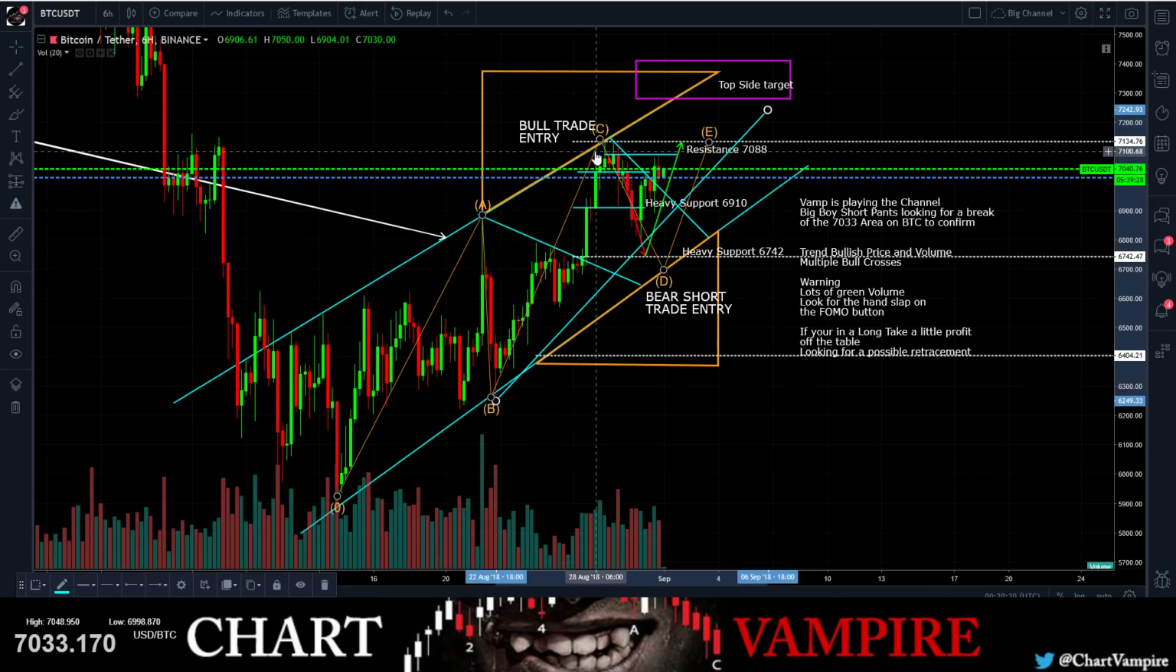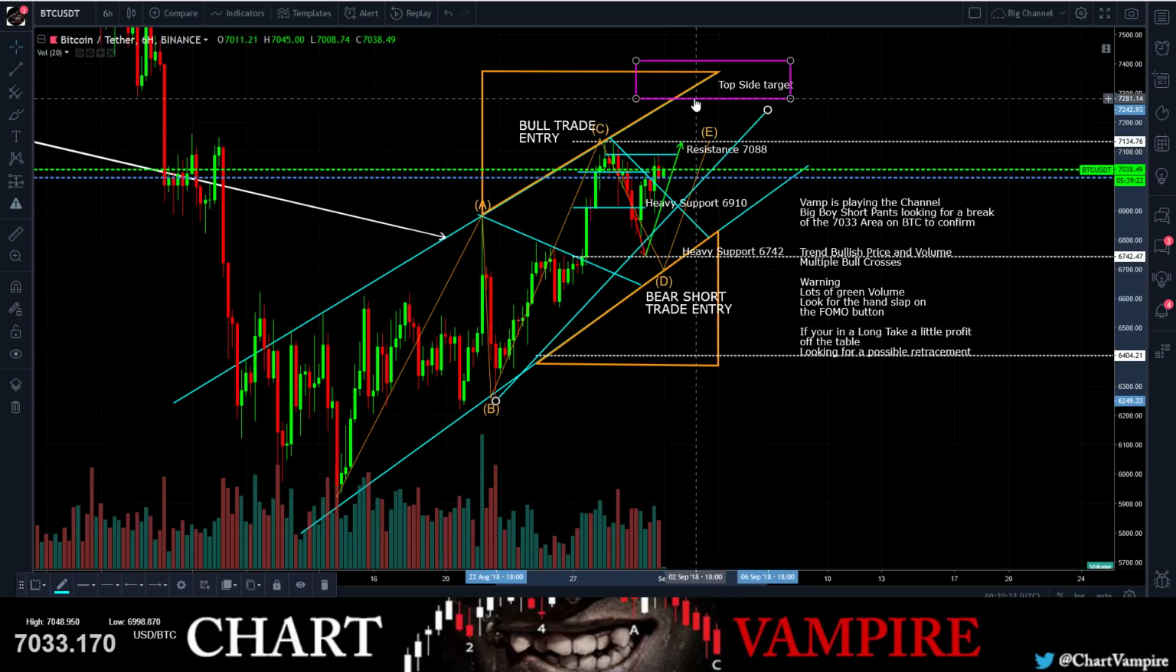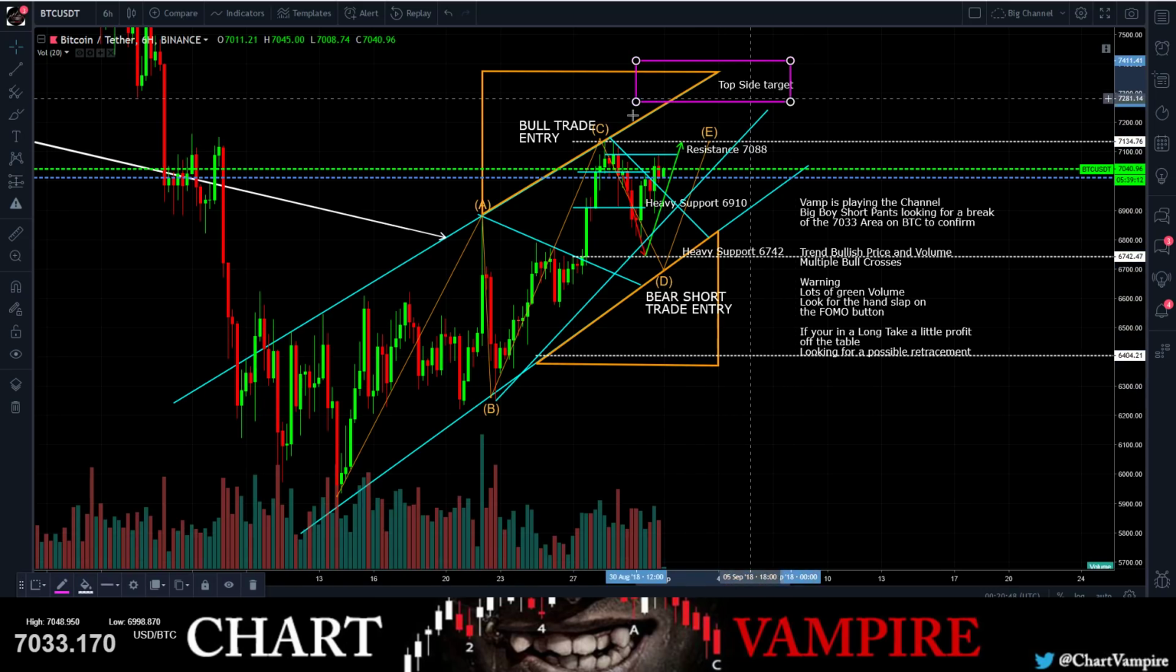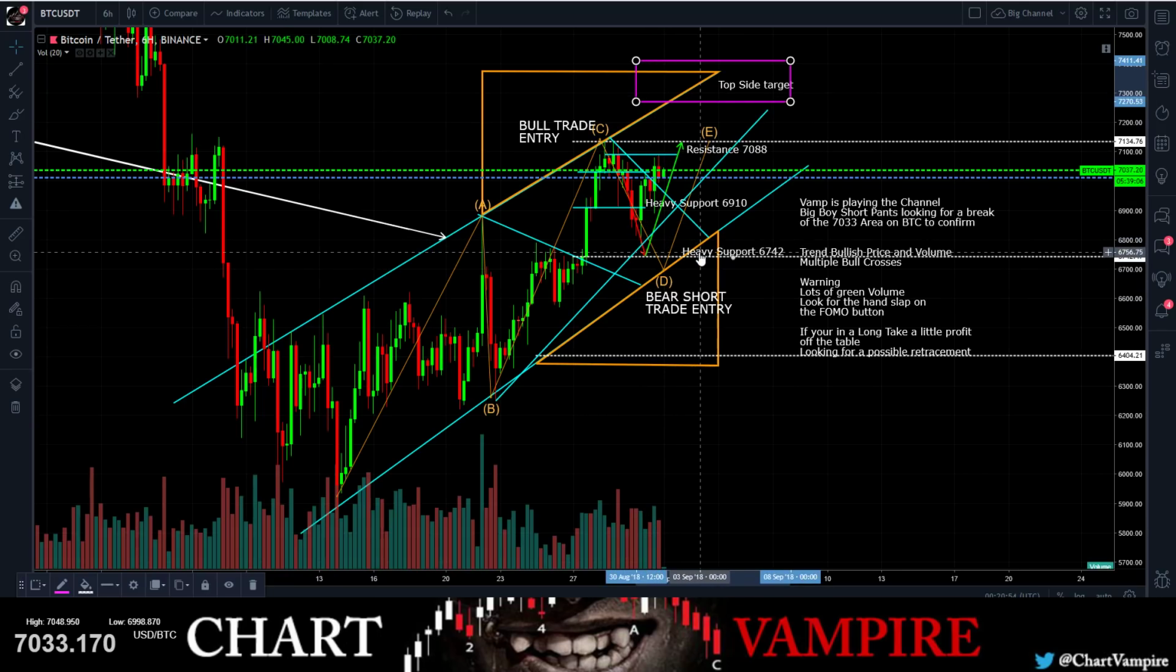You'd have to start another A, B, C, D, E, and this would tell me that our top for sure is headed up here to the 7,200 range, which would put our top back up here at my topside target. So my topside target is still valid. I haven't changed that yet. But I also don't like this because this hasn't hit my low side.